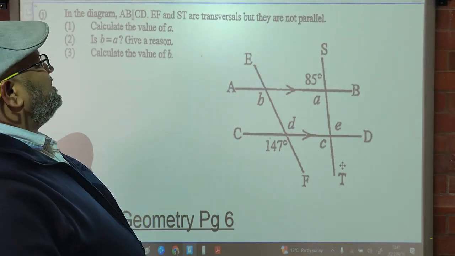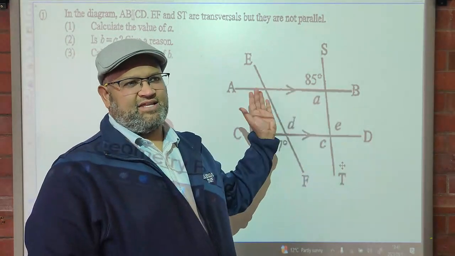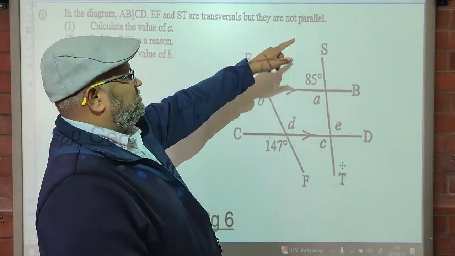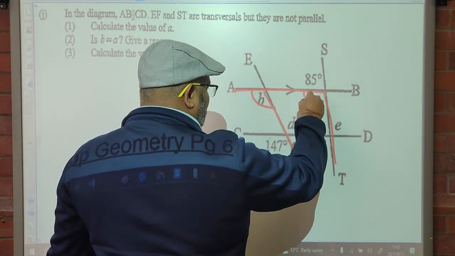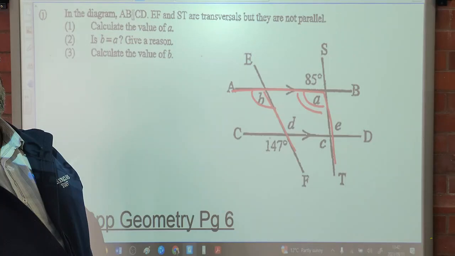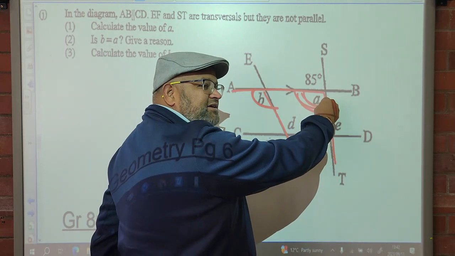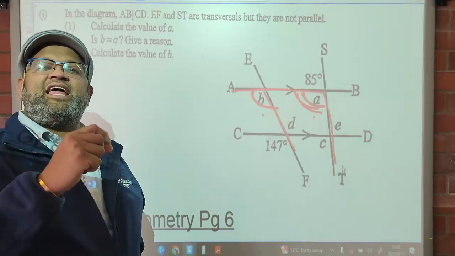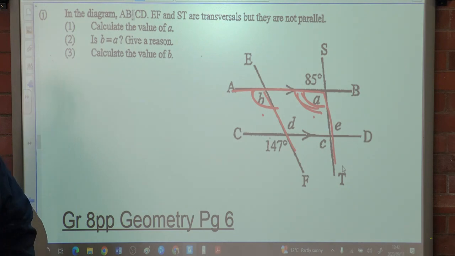Then we are told that EF and ST are transversals, straight lines cutting, basically crossing other lines, but they are not parallel. So which means to say, although these angles are corresponding angles, they are not equal. When will they be equal? Only if the lines are parallel. That's the only time they will be equal. Does it make sense?